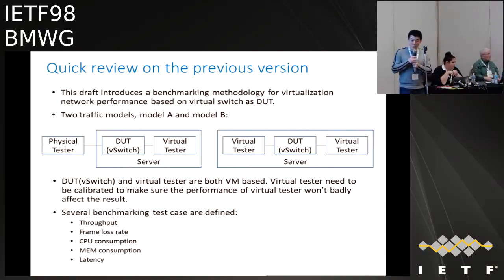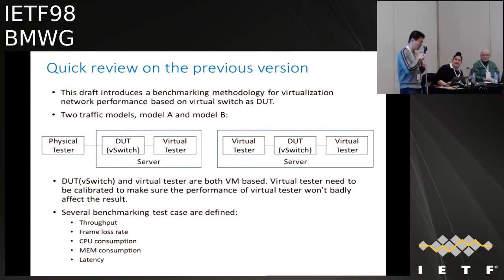And in the previous version, we described the scenario where the vSwitch and the virtual tester are both based on virtual machines. But currently we found that in most cases, the virtual switch is installed on the host OS instead of a virtual machine. So we updated that point in the current version. And we describe several benchmarking test cases, including throughput, frame loss rate, CPU consumption, memory consumption, and latency. Next slide.